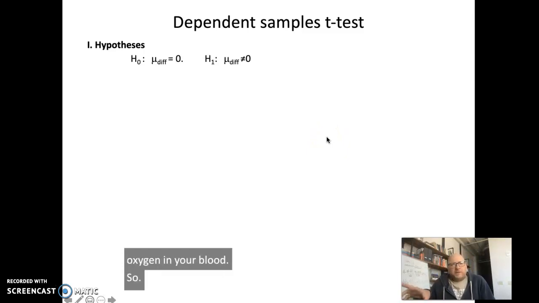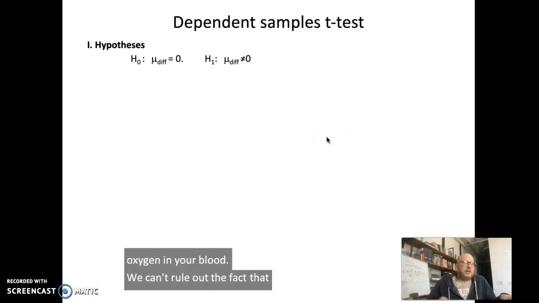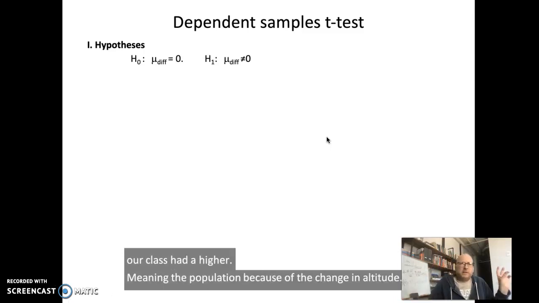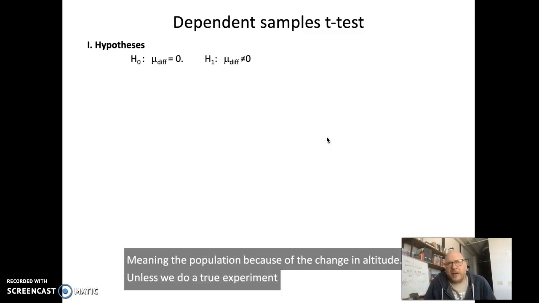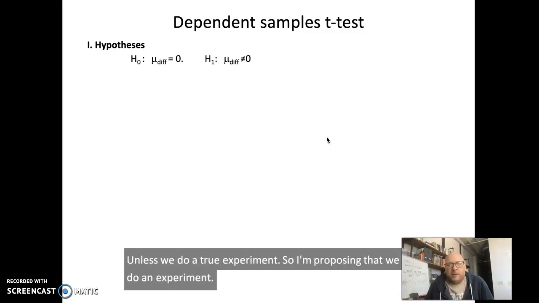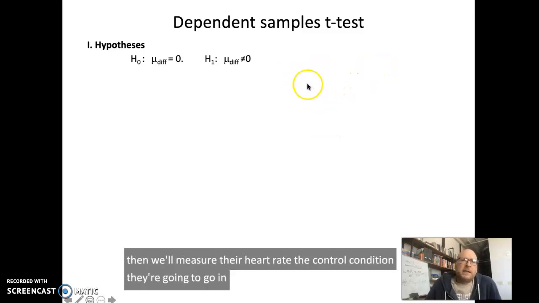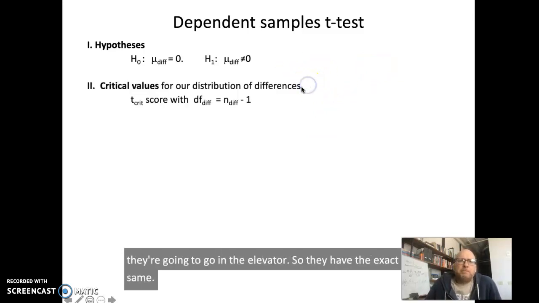Son went up the stairs first, took his heart rate, daughter did the elevator first and took her heart rate. And I did it, and then we had a neighbor do it, and everybody was staying really far away from each other, so we were being safe. And so that was the format of the study we did.